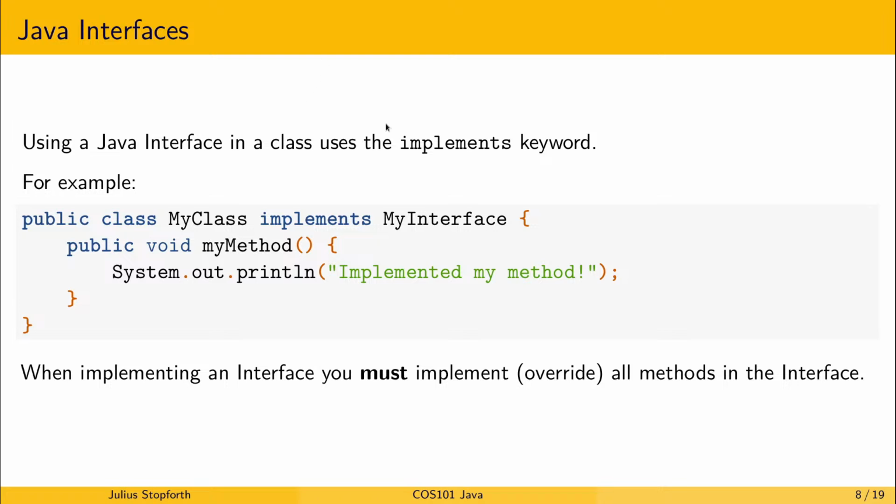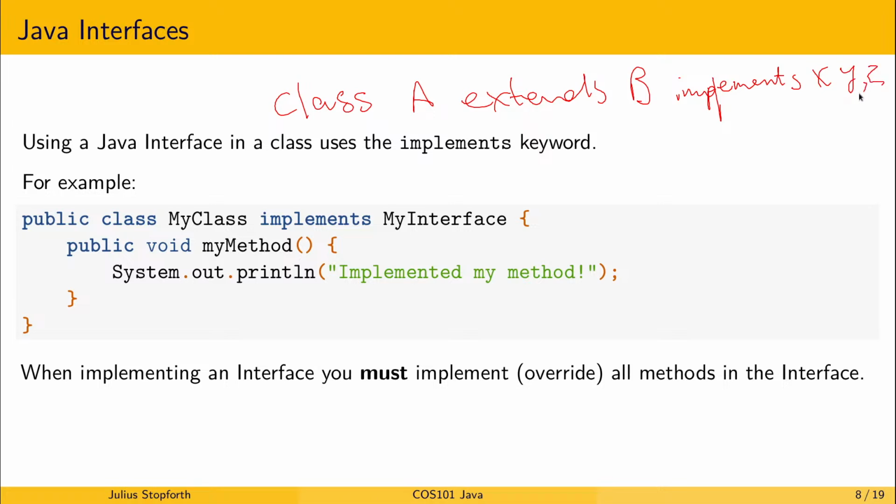Also, if you use an interface, it is not excluding the fact that you can still inherit. So you can have a class A that extends B and implements X, Y, and Z. Okay, so this is allowed in Java. And in fact, this is how we start to compose really complicated classes.